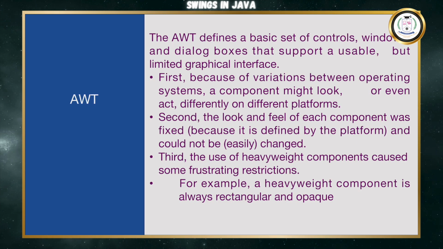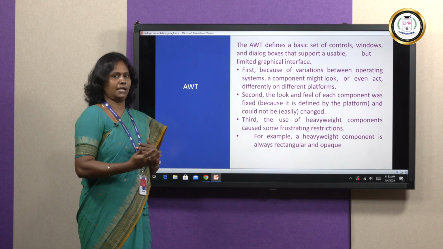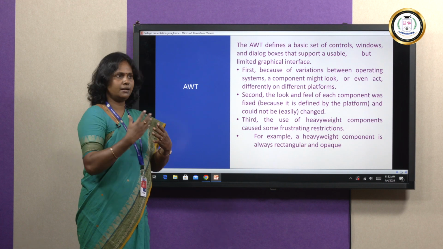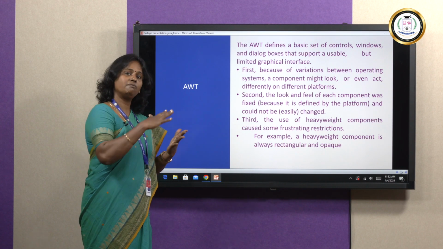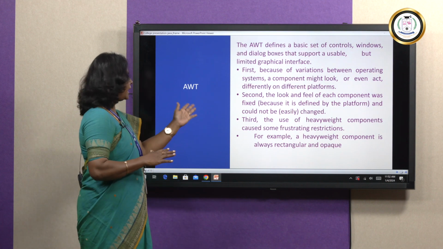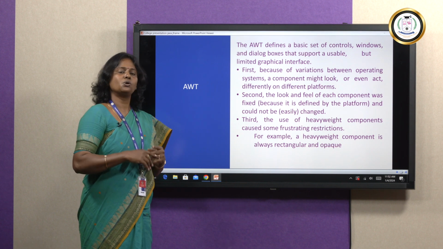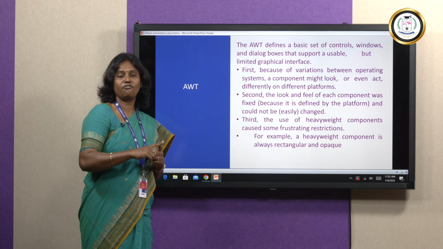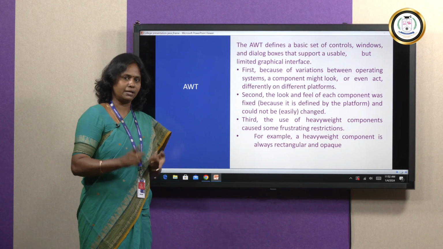What is AWT? It is also a graphical user interface. So why do we go with Swing? Before that, we have to understand the disadvantages. What problems did we face when we designed our GUI using AWT? In three points, the first point is the operating system. You all know about the operating system. Why do we call Java an independent language? Because it is platform independent. What is the meaning of platform? Platform is nothing but the operating system.